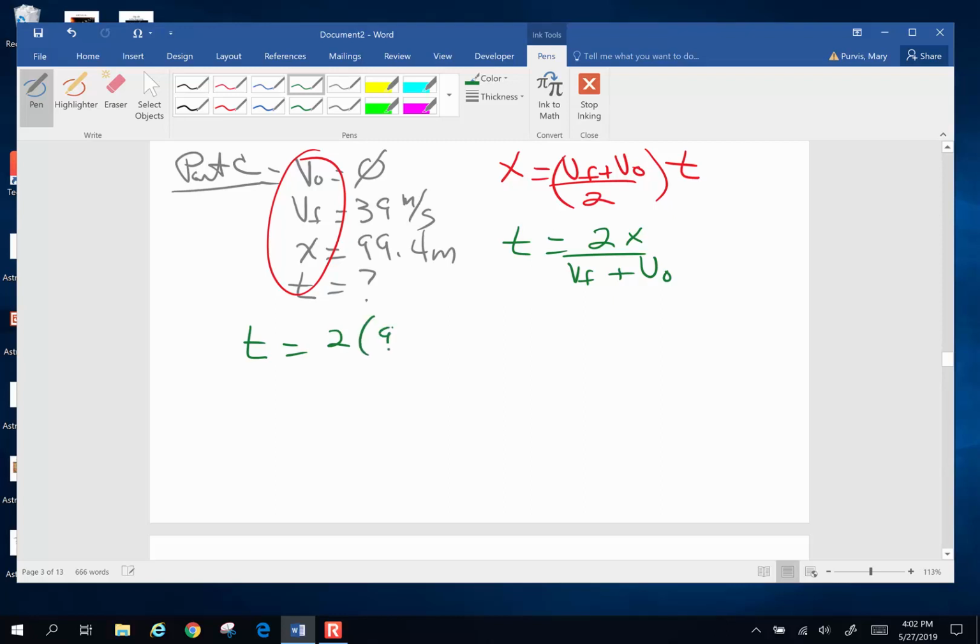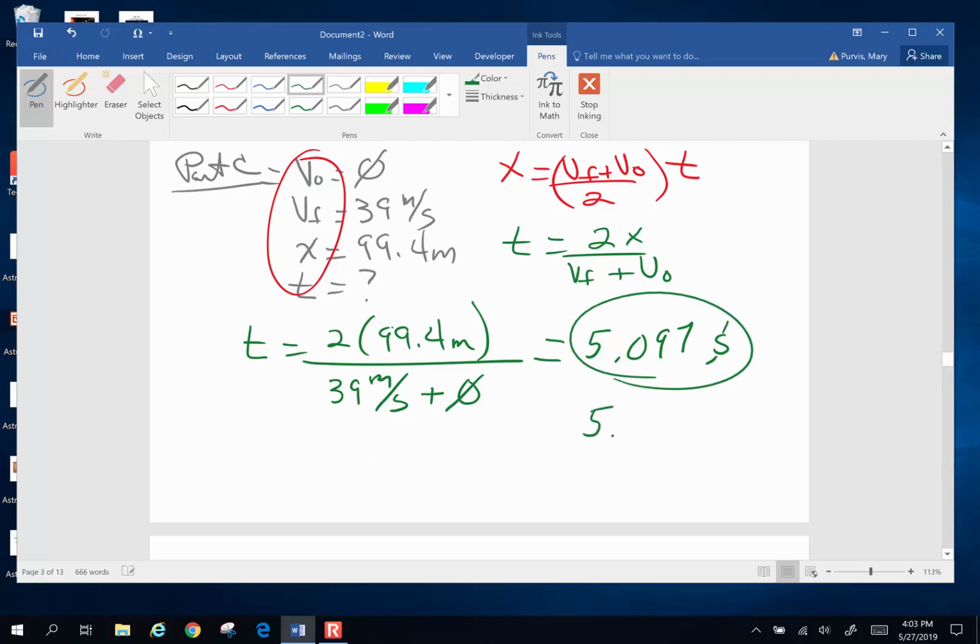2 times the 99.4 meters. Final velocity was 39 meters per second, plus the original velocity was 0. And if I put this in my calculator, 2 times 99.4 divided by 39, I end up with 5.097 seconds. Round that off to 3 sig figs, 5.10 seconds. Now, where do the units come from?